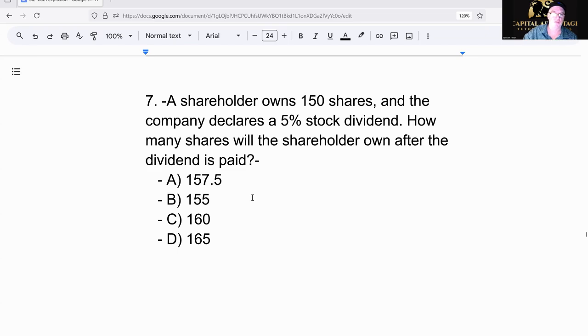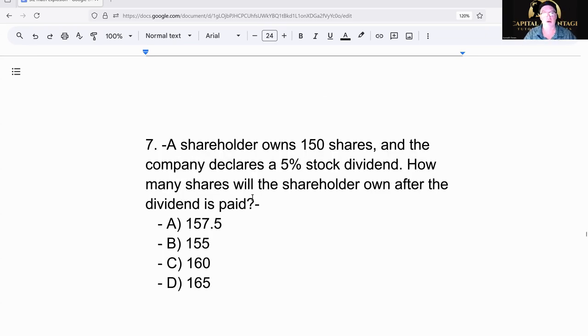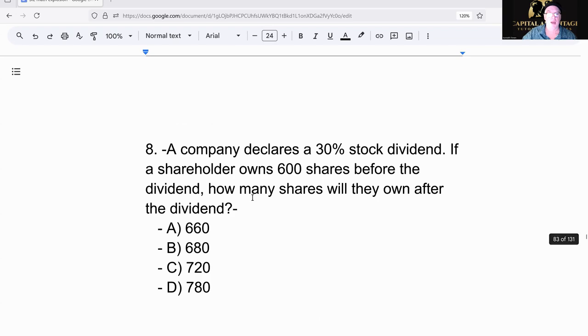A shareholder owns 150 shares, 5% dividend. You're going to do 150 times 1.05 because it's 5%. We own 157.50. We are on to the next question. A company declares a 30% stock dividend. We do 600 times 1.3, 780. On to the next one. Again, all we're doing is putting 1 in front of this.